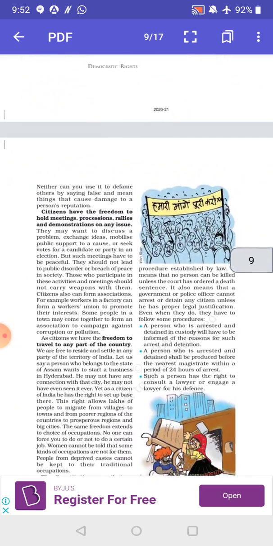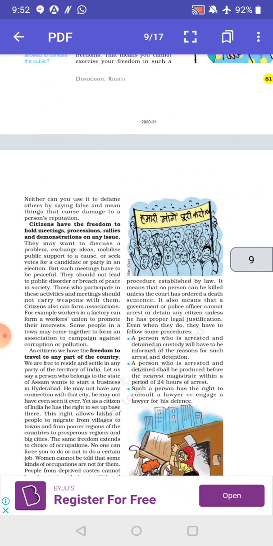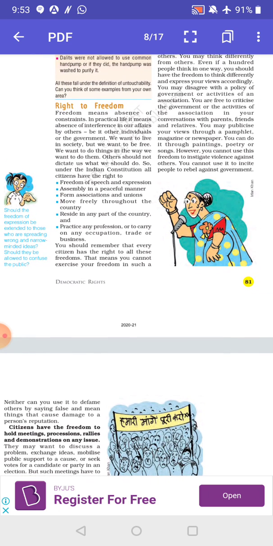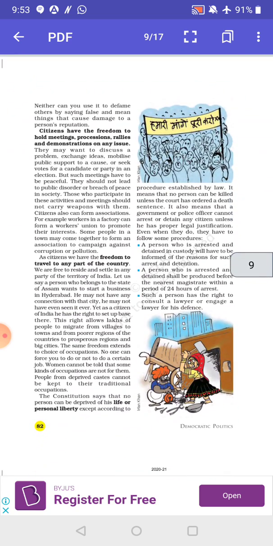So you have the freedom to express your views in written form, in newspapers, magazines, through paintings, through your speeches. You could express your views in any form, but you should remember that your views should not be such that they create violence against others. So this is the first freedom.